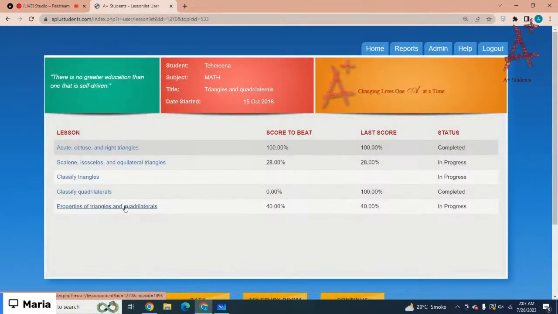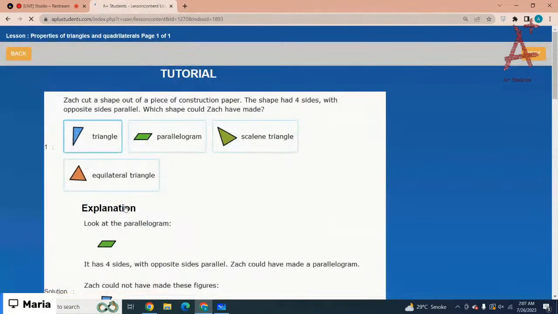Okay, the next one is properties of triangles and quadrilaterals. So let's just start with the next lesson. Now we're going to learn what the properties of triangles and quadrilaterals are. The first example: Zach cut a shape out of a piece of construction paper. The shape had four sides with opposite sides parallel. Which shape could Zach have made? You're given four options.